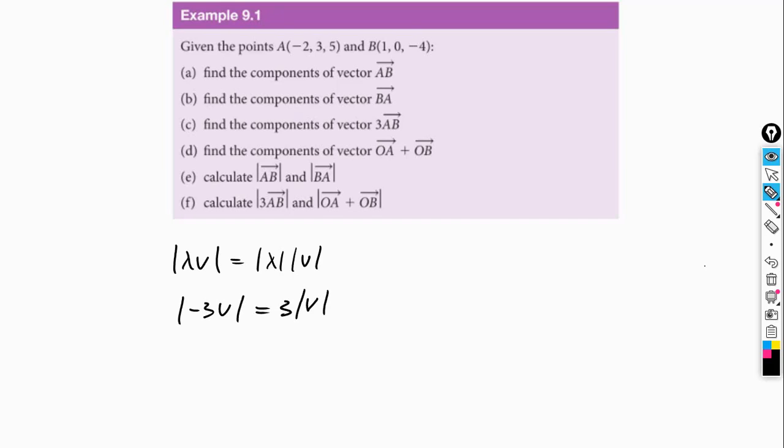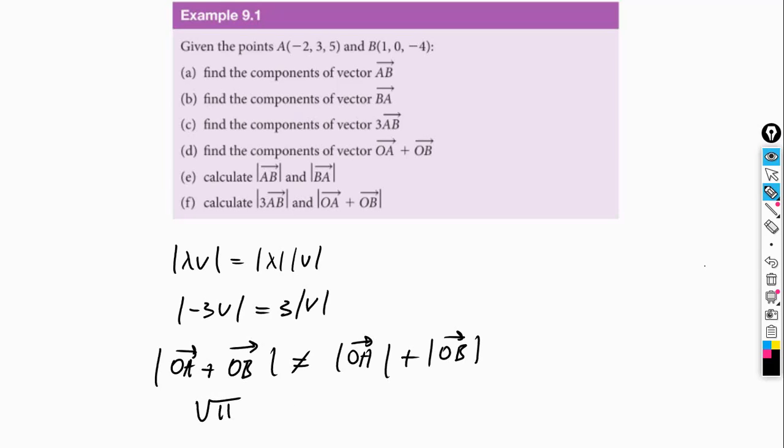Also notice that the magnitude of vector OA plus vector OB is not equal to the magnitude of OA plus the magnitude of OB. Because if you do the math, we found that this one here is square root of 11. But this other one is going to be different, since the magnitude of vector OA is square root of 38, and the magnitude of vector OB is going to be the square root of 17. So obviously these are not equal.